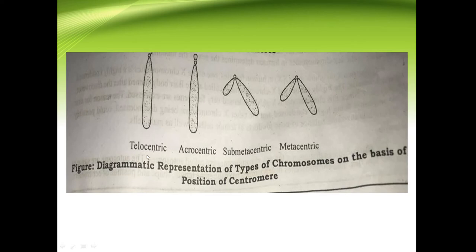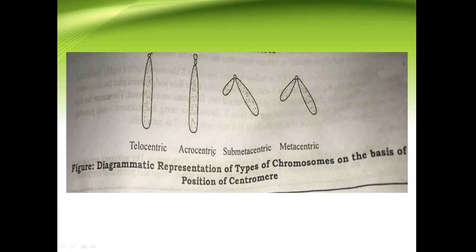This is telocentric. The centromere is lying at the terminal end. At the end of the chromosome, you can see the centromere. This is telocentric. The centromere is lying at the end of the chromosome in this telocentric type of chromosome.